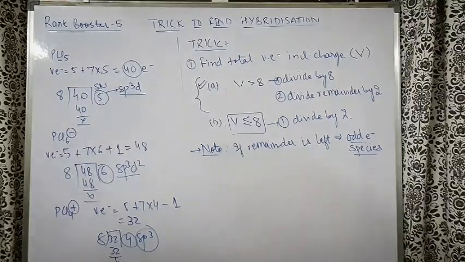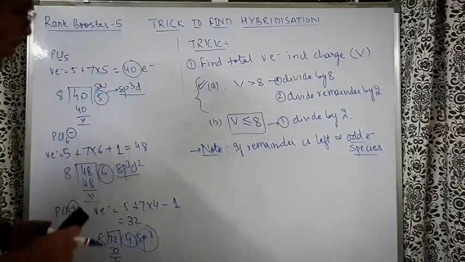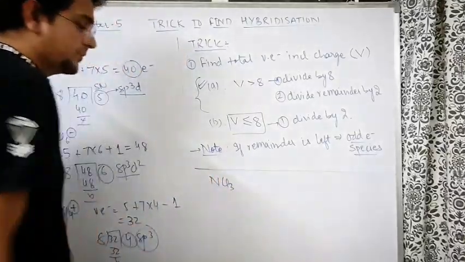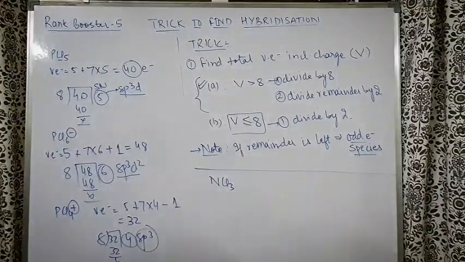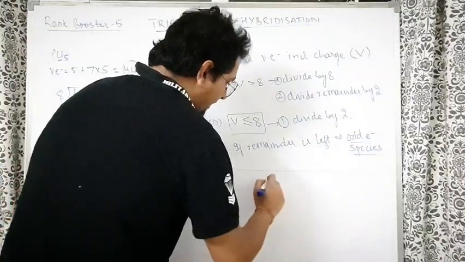so sp3 hybridization will come. Now obviously a doubt will come, sir, will it always be divided completely? Sometimes there can be a possibility that a remainder can also come. Obviously, yaar, let's take one example. Let's take the example of NCl3. Very beautiful example. NCl3 is there. People usually know this idea very well, right? One example I can take, NCl3.